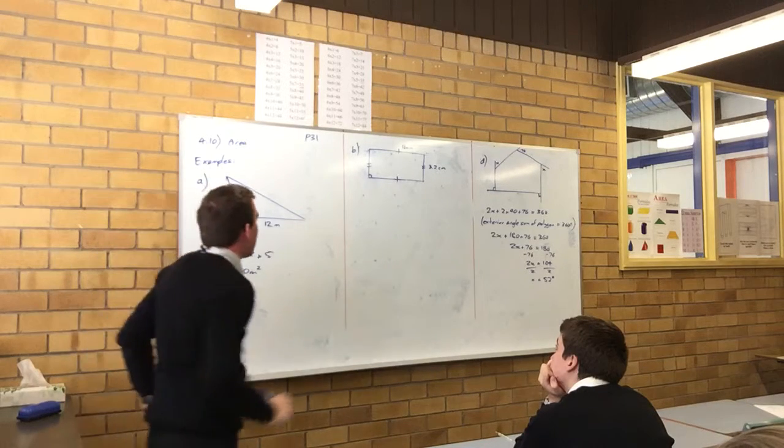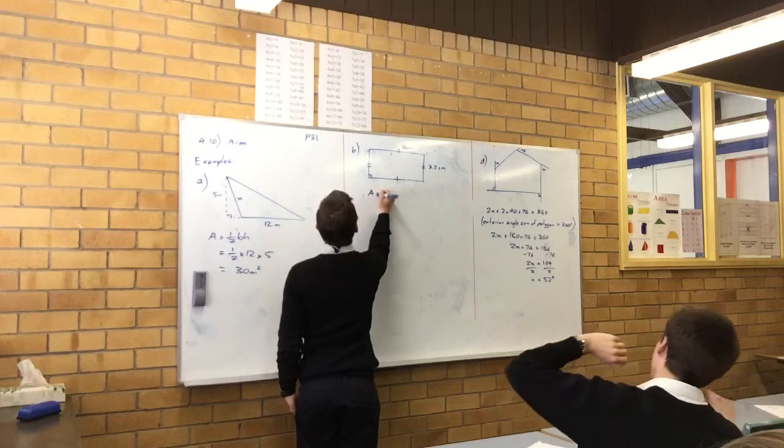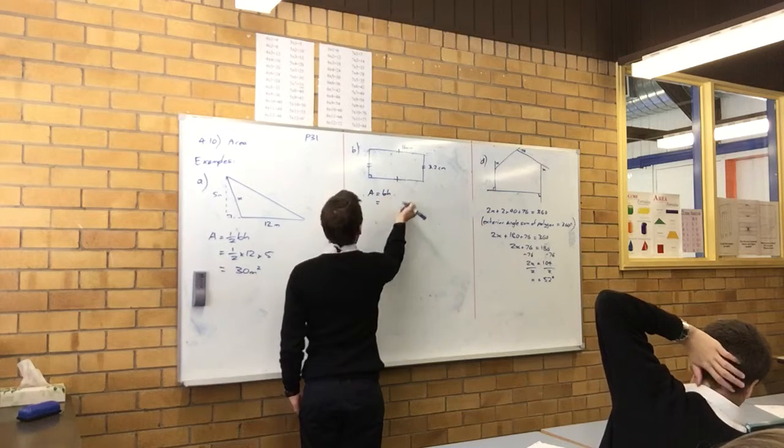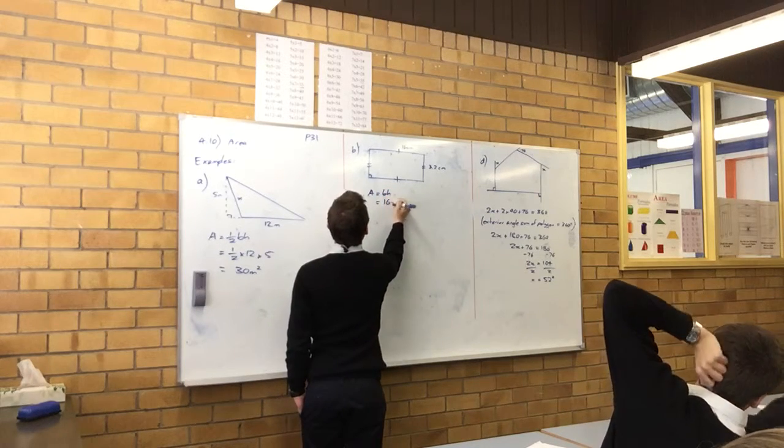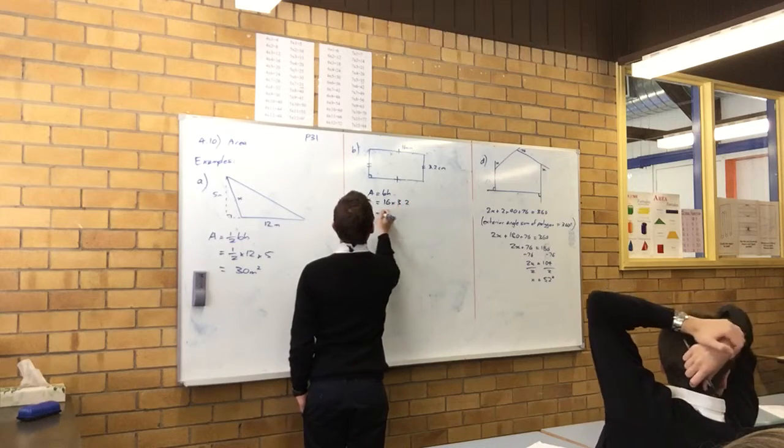Right, so everyone here should be able to do area of rectangle. However you want to write your formula, so 16 times 3.2.